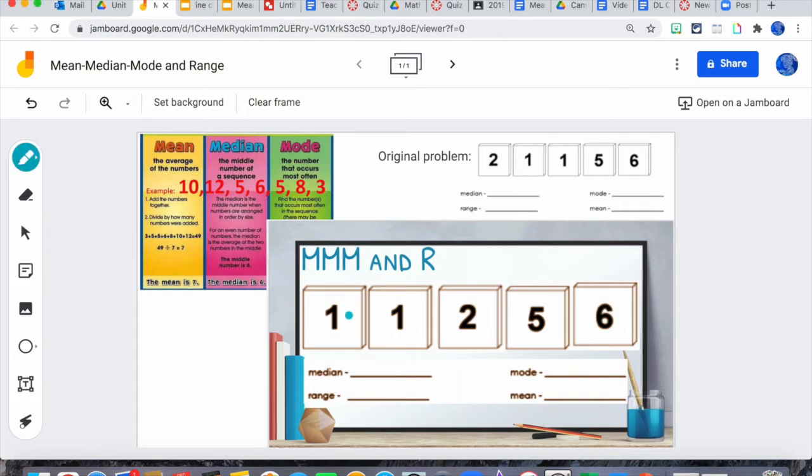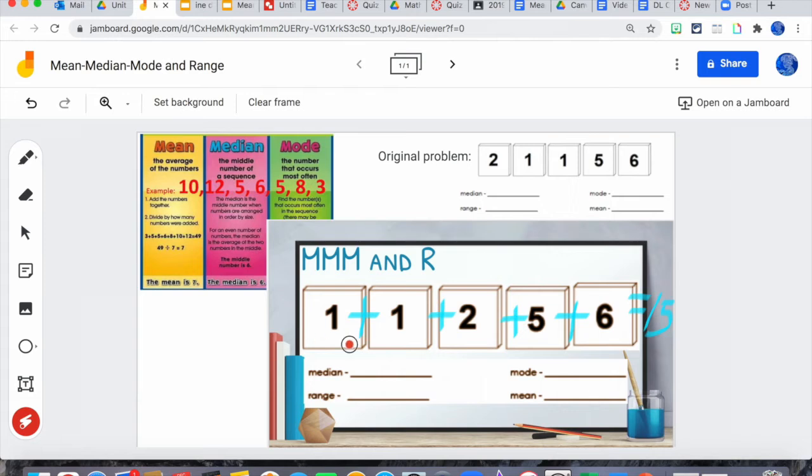So let's begin with the mean. We are going to add these to get the sum. So when I add 1 plus 1, I get 2. 2 plus 2, I get 4. 4 plus 5 is 9. 9 plus 6, I get 15. So my total is going to be 15.